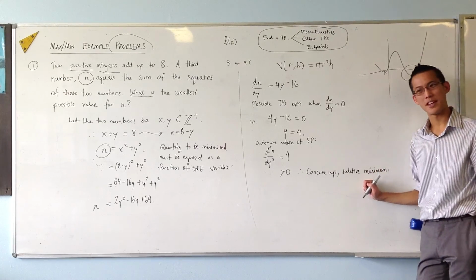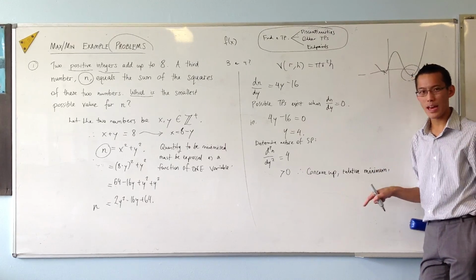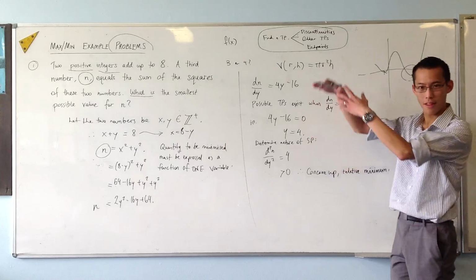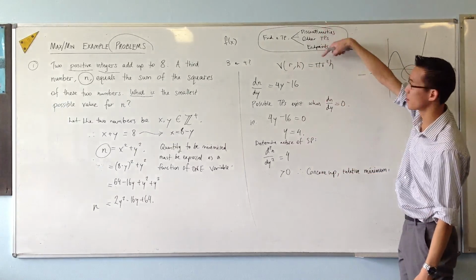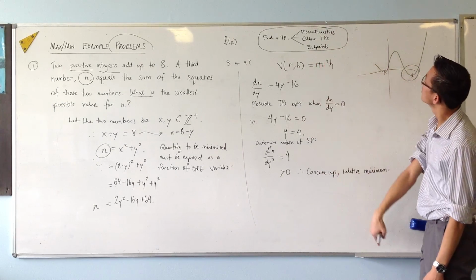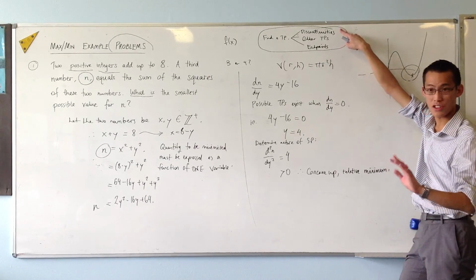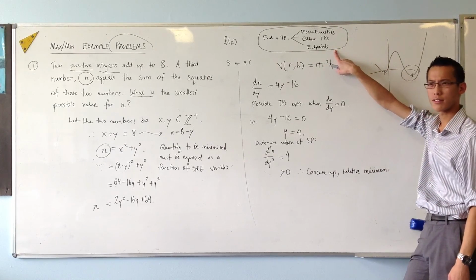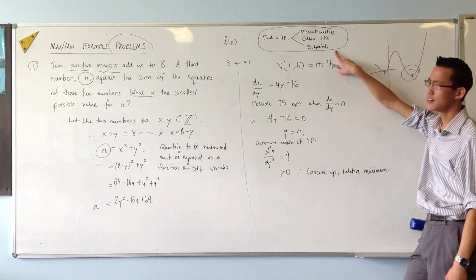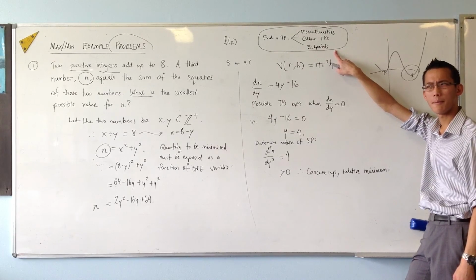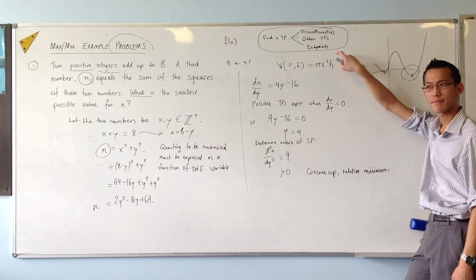I've shown it's a relative minimum, right? So now what do I have to do to show that it's the minimum of all things? I've got to keep in mind all these, right? Now, are there any other turning points? No. Are there any discontinuities? No. Are there endpoints? Yes. Well, yeah, because X and Y are positive.